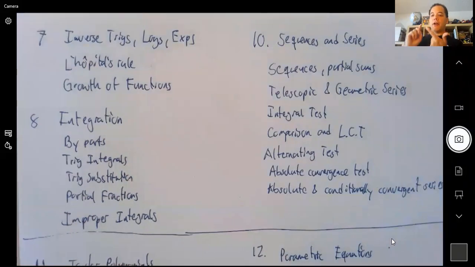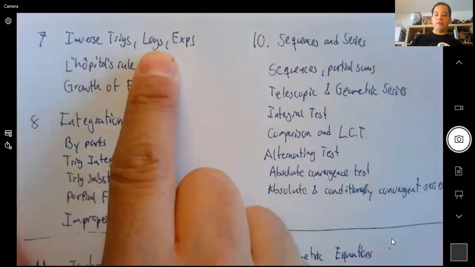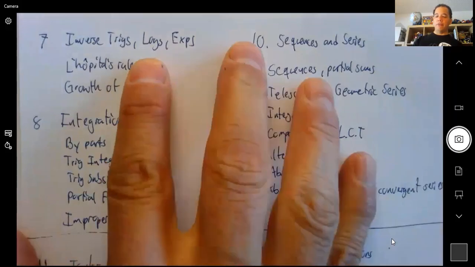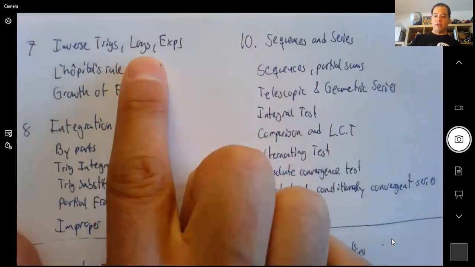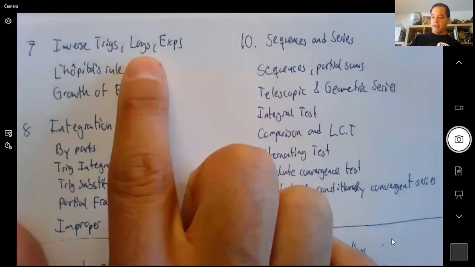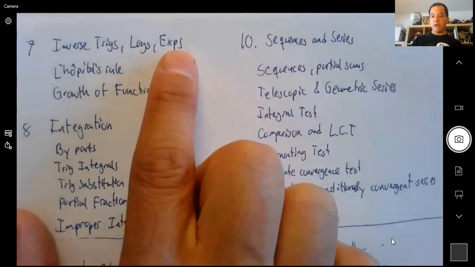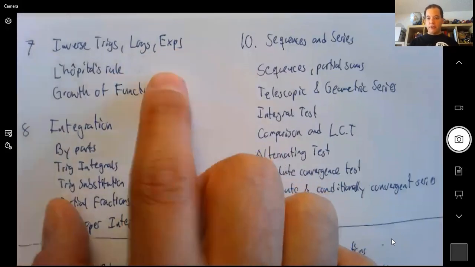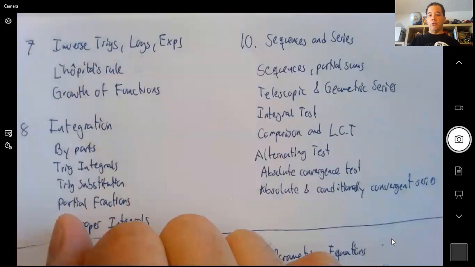So we learned about arcsine, arctangent, fundamentally, then arccosine, and less so arcsecant, arccosecant, and arccotangent, or inverse tangent, inverse secant, etc. We learned about logarithms. So not only ln, but logarithms to other bases like log 10, log 2, log 5, exponential functions, not only e to the x, but any other base number like 2 to the x, 5 to the x, so on.